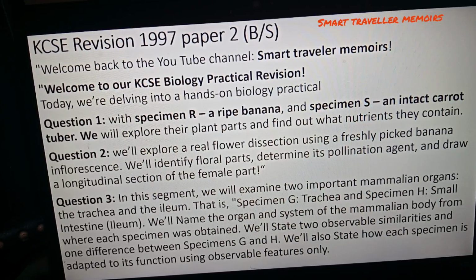And finally, in question 3, we will examine two important mammalian organs, the trachea and the ileum. We will name the organ and the system of the mammalian body from where each specimen was obtained. We will state two observable similarities and one difference between specimens G and H. We will also state how each specimen is adapted to its function.